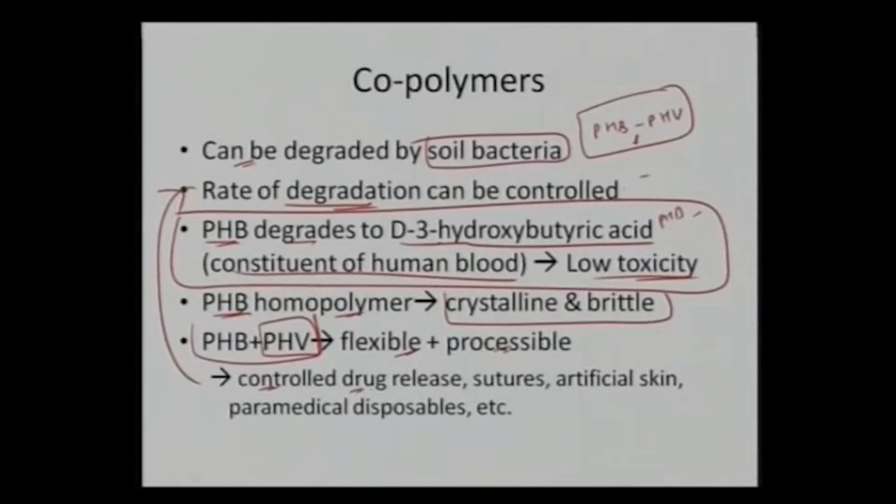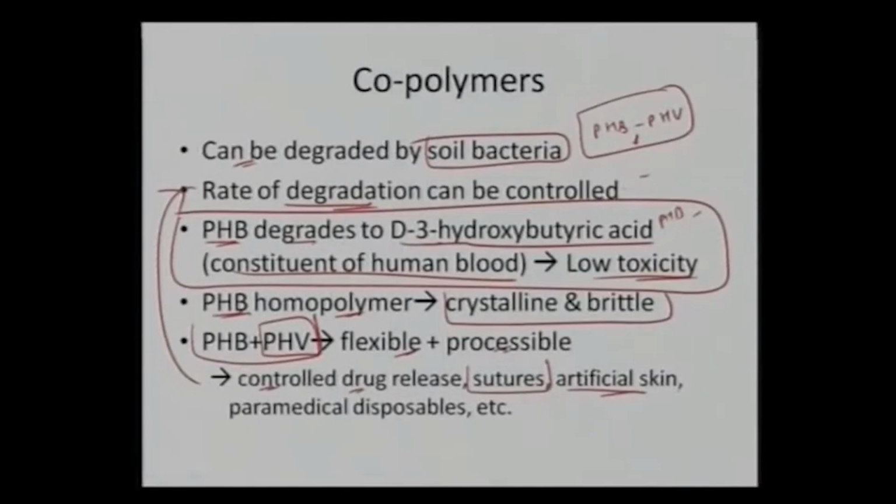And now we can retain the strength by increasing the PHB content, because it is much more crystalline, so we can also utilize it in sutures which can sustain for a little longer time. Generally some sutures degrade in 2 to 3 weeks. So if we want to retain the sutures for a little longer time, we can allow a proper combination of PHB and PHV, and somehow we can control the strength of those sutures for a prolonged time. We can also utilize them for artificial skin, or even for paramedical disposables. So in case of certain industrial applications, we can also utilize them for some paramedical disposables.